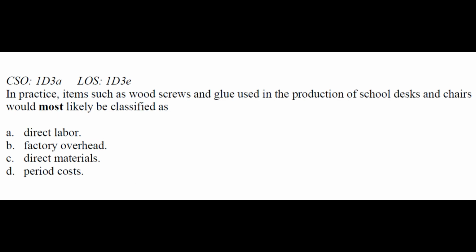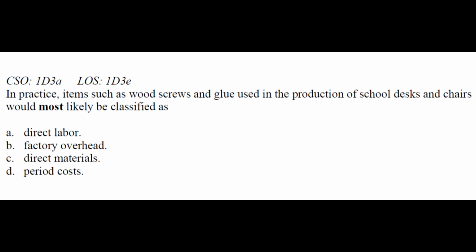This question tests the classification of cost elements in manufacturing accounting, specifically distinguishing between direct materials, direct labor, and manufacturing overhead. Key concepts. Direct materials: materials that can be physically and economically traced to a specific product, e.g., wood used in desks. Direct labor: wages paid to workers who directly convert materials into finished goods. Manufacturing overhead, or factory overhead: indirect production costs that cannot be conveniently traced to a specific unit of product.